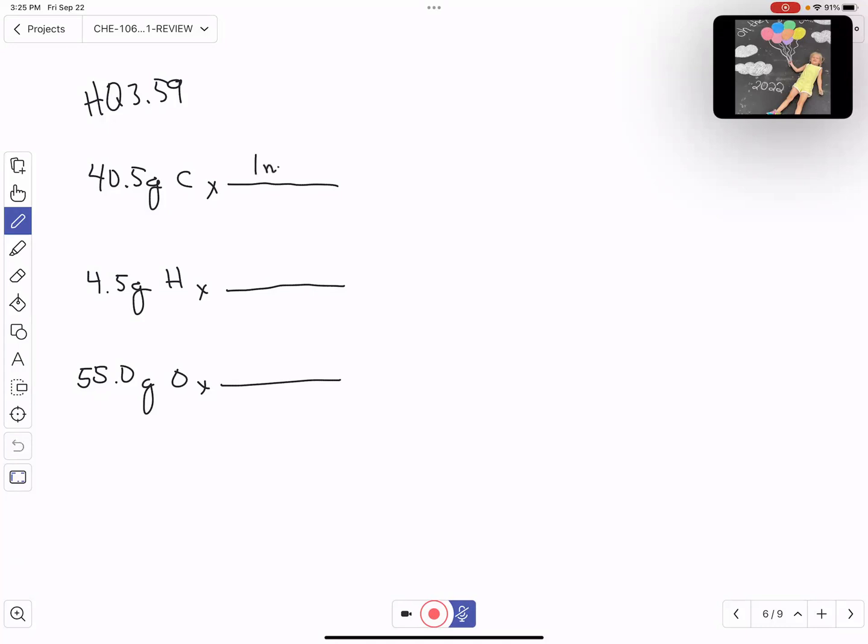I know for every 1 mole of carbon, it's 12 grams. 1 mole of hydrogen is 1 gram. And then 1 mole of oxygen is 16 grams. So we divide through, we find moles of each of those. So 40.5 divided by 12, right? We get 3.375. We get 4.5.